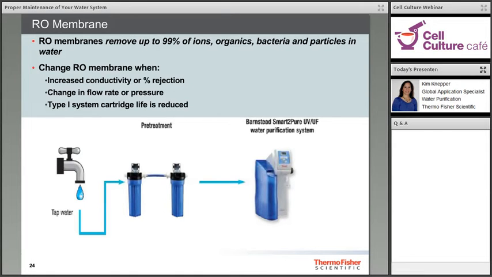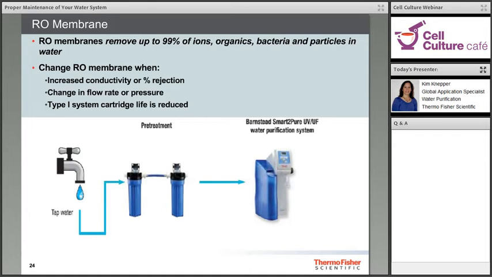But as the RO membrane ages or fouls, the flow of the water through the membrane can change as well, and so will the percent rejection of the salts. As more impurities come through the RO product water, this is going to affect the quality of the water in the storage tank, and it could also affect the ultrapure water system cartridge life. So if the Type 1 system in your lab is going through cartridges quickly, it is a very good indicator to check the pre-treatment or the RO system performance.